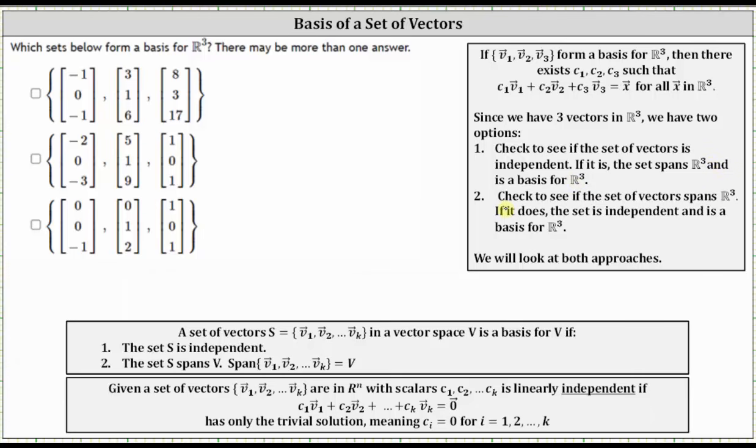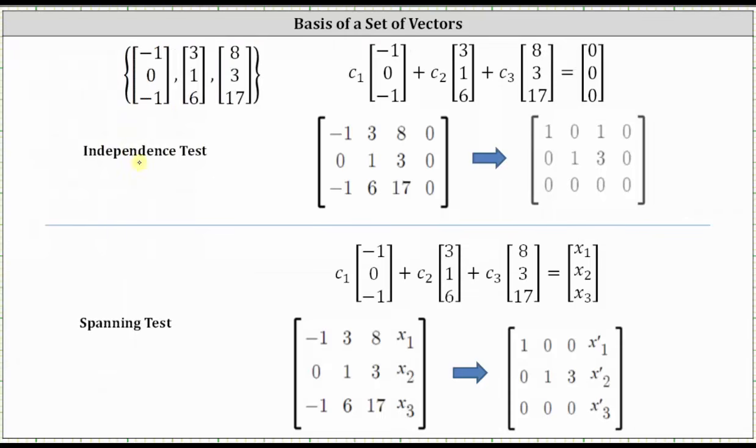The second option is to check to see if the set of vectors spans R3. If it does, again, because we have a set of three vectors in R3, the set is also independent and is a basis for R3. We will take a look at both approaches. Let's begin by considering the first set of vectors, and let's perform the independence test.